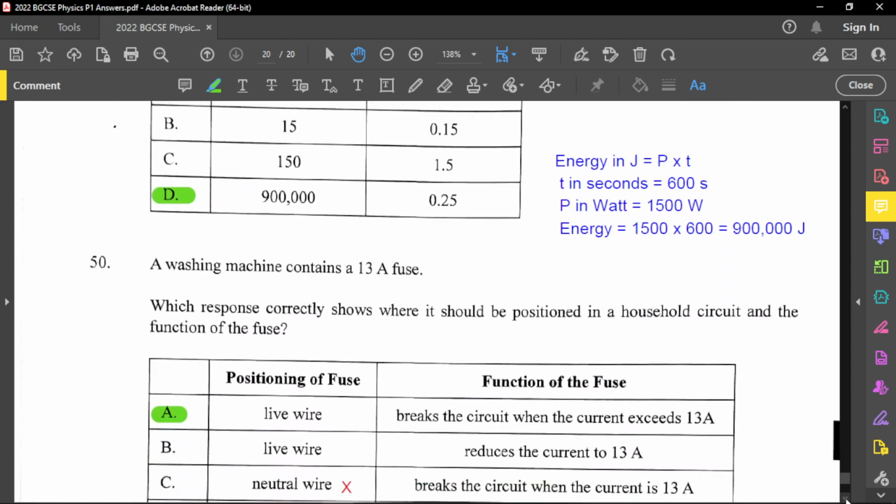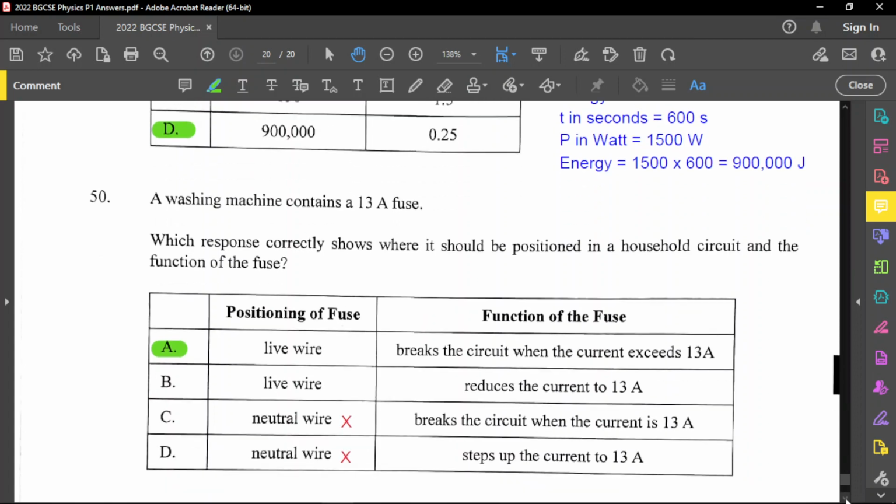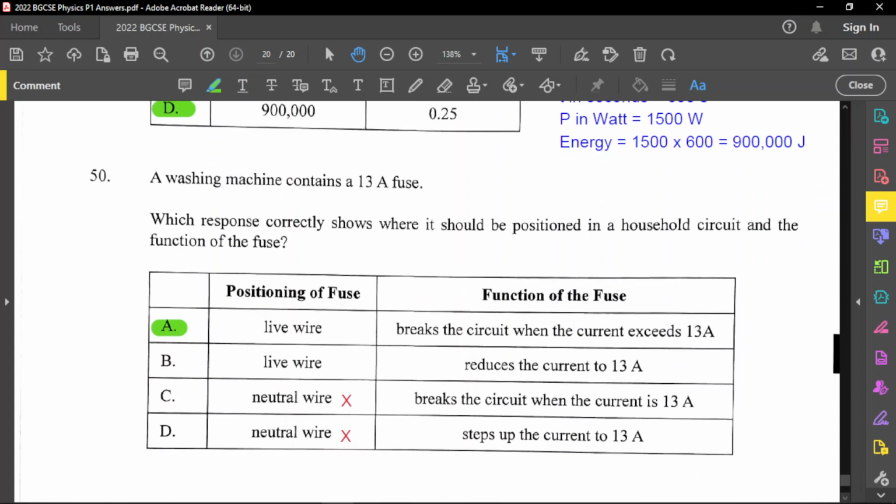Now for question number 50, which is the final question: a washing machine contains a 13 amp fuse. Which response correctly shows where it should be positioned in a household circuit and the function of the fuse? Right off the bat, a fuse must be placed in the live wire because the live wire is where you have your voltage or current flowing. Remember, the fuse will break the circuit to prevent excess flow of current that would damage the appliance, so it must be placed on the live wire.